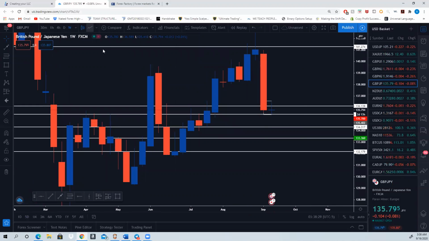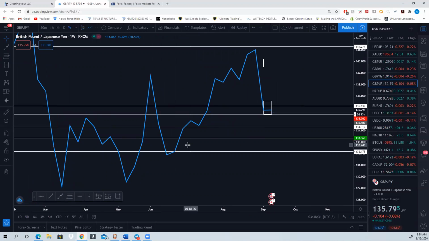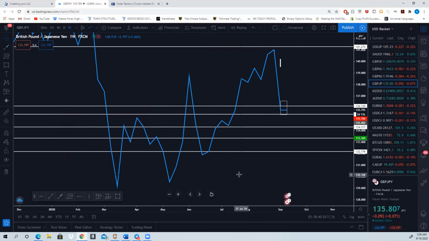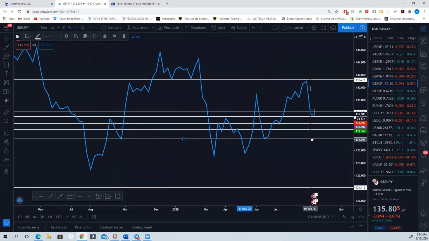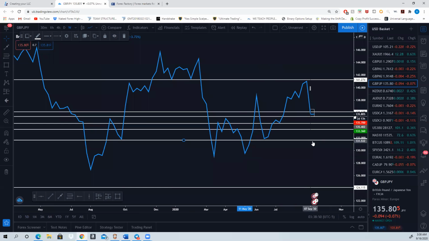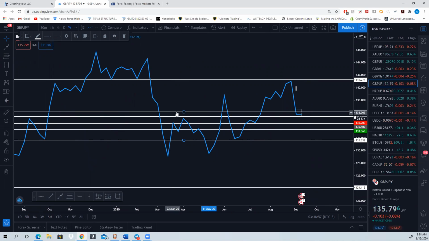which tells you that this could definitely go down 200 pips, easy, possible. And this can drop 400 pips this week.